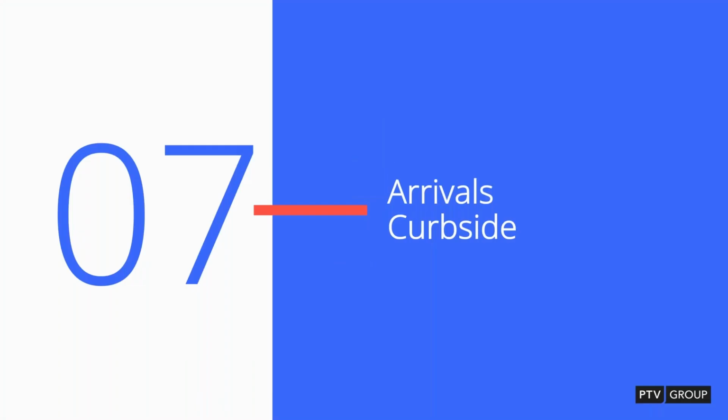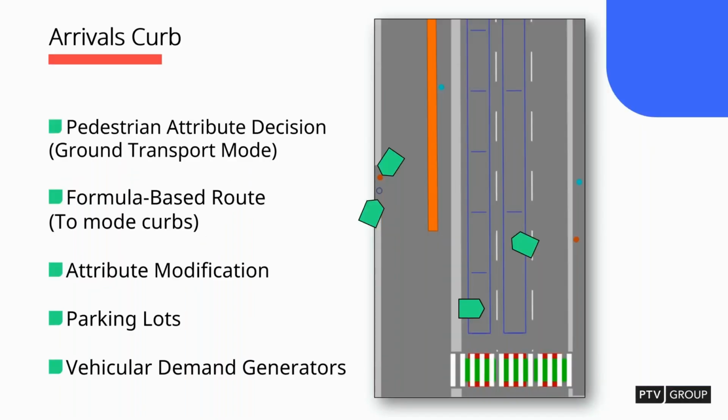Okay. Finally, after you've arrived at the departures curb, you've gone through ticketing, you've gone through security, you've boarded your plane, you've got off the plane, you've found baggage claim, you've gone through, grabbed your bags. Now, finally, you need to get picked up. So the arrival's curbside, we're going to look at that.